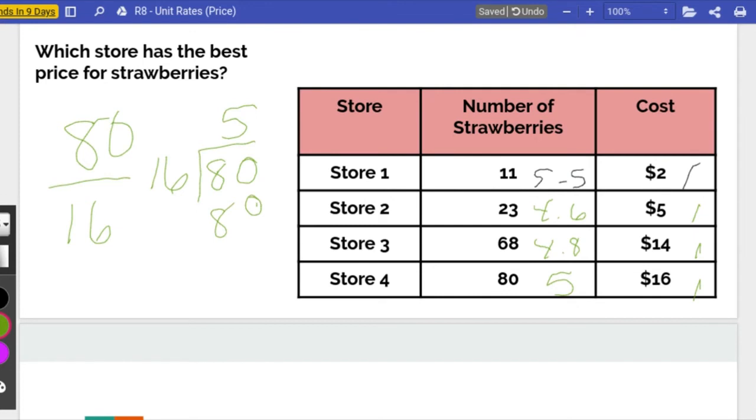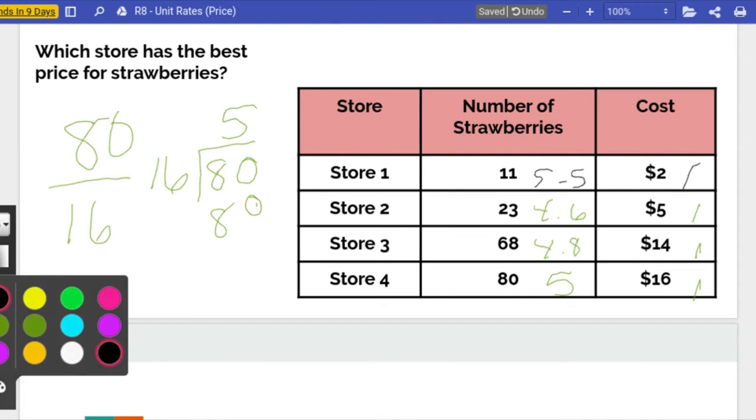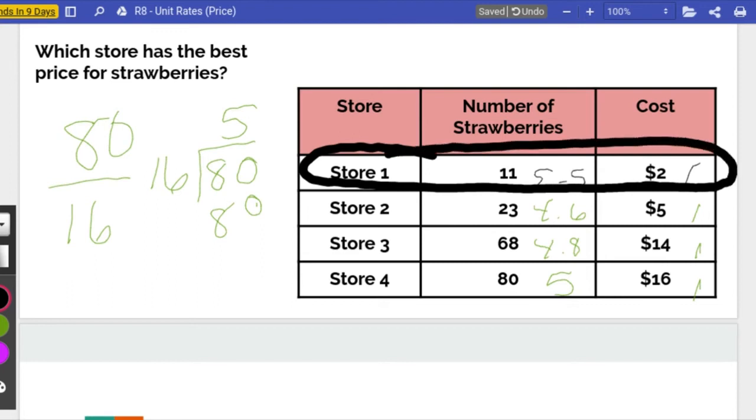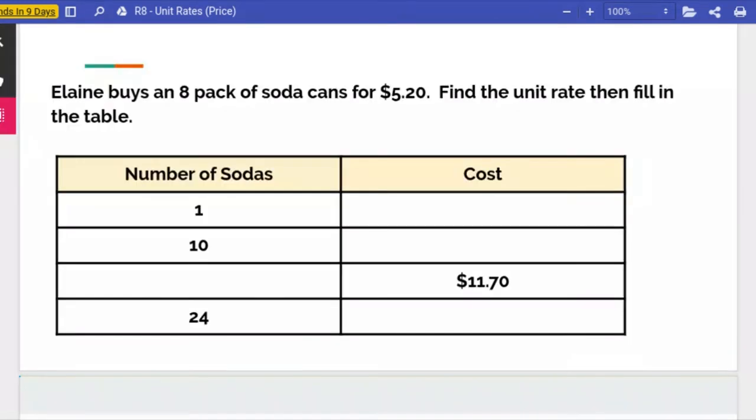So it looks like which store has the best price for strawberries. It looks like this store number 1, you get more strawberries for your dollar than you do at any of the other stores. So it looks like the best buy is going to be store number 1 because you get 5.5 strawberries for your dollar. And here you get a little less than 5 strawberries, and here you get exactly 5 strawberries.